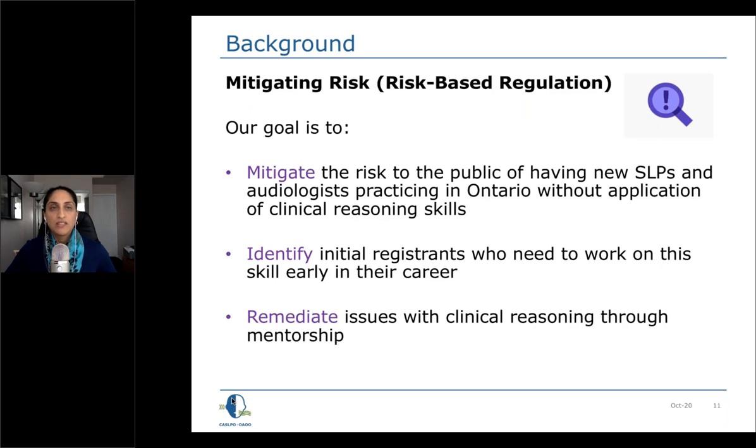Another reason we want to bring the clinical reasoning tool into the mentorship is to mitigate risk, and we call this risk-based regulation. So our goal is to mitigate the risk to the public of having new SLPs and audiologists practicing in Ontario without enough application of clinical reasoning skills. We want to identify initial registrants who need to work on this skill early in their career. And then we want to remediate issues with clinical reasoning through the mentorship process. And that's why your role as a mentor is so important and critical, as you will be supporting and guiding initial registrants through this process as well.